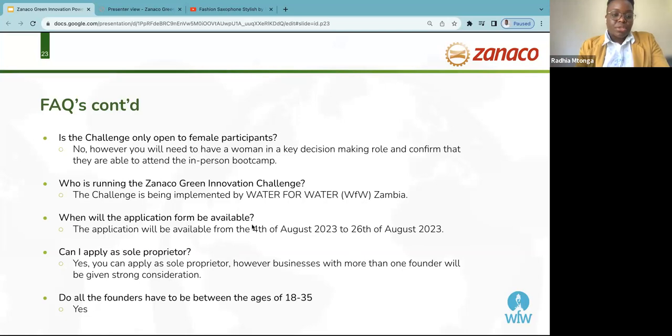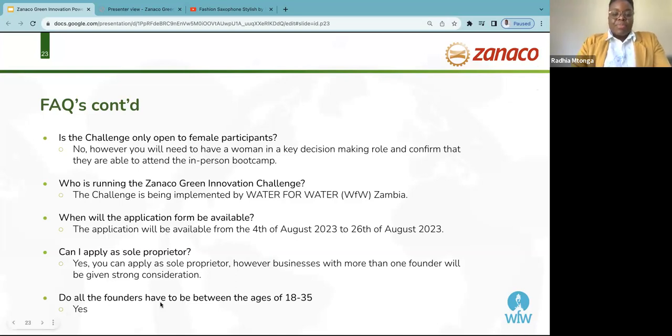And then, can you apply as a sole proprietor? Yes, you can. However, businesses with more than one founder will be given strong consideration. I think this is also based on the fact that you will need 2 people to attend the boot camp. And also, I think for sustainability of a business, it will be great if the business had more than one founder.